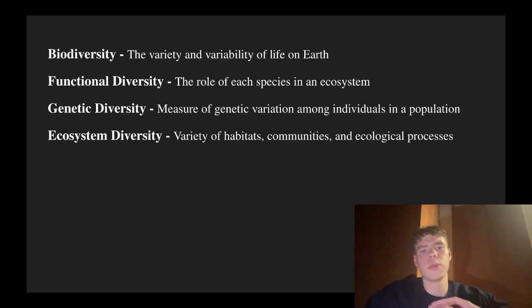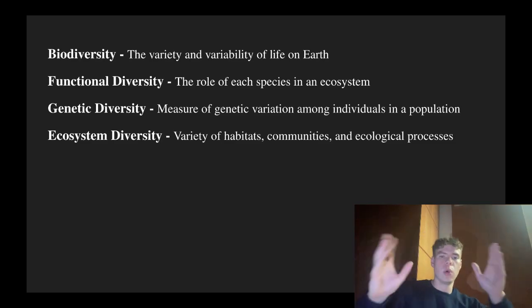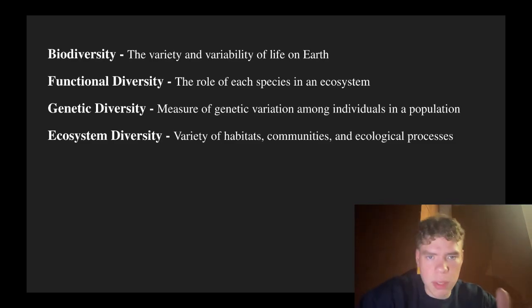All right, so first of all, let's start with some basic definitions. What is biodiversity? Obviously, bio means life, diversity means different. So, biodiversity is the variety and variability of life on Earth or in an environment or in an ecosystem. Functional diversity is the role of each species in that ecosystem. Because, like function, same thing.